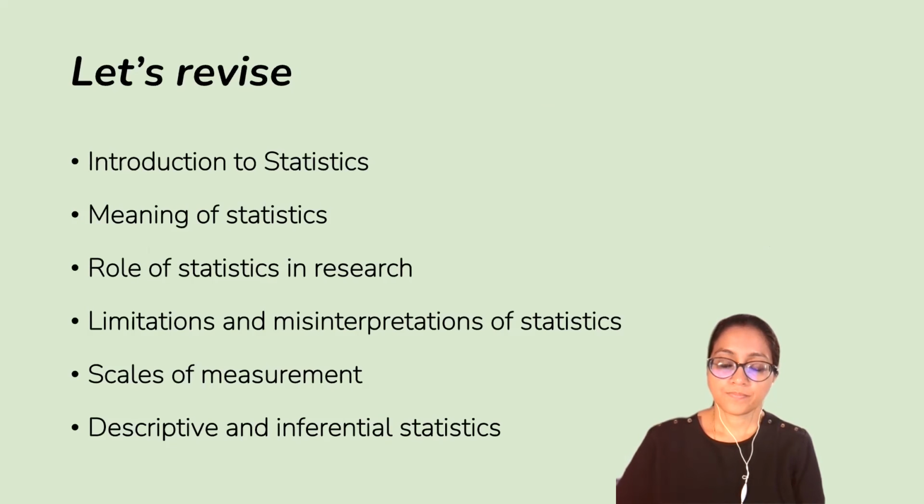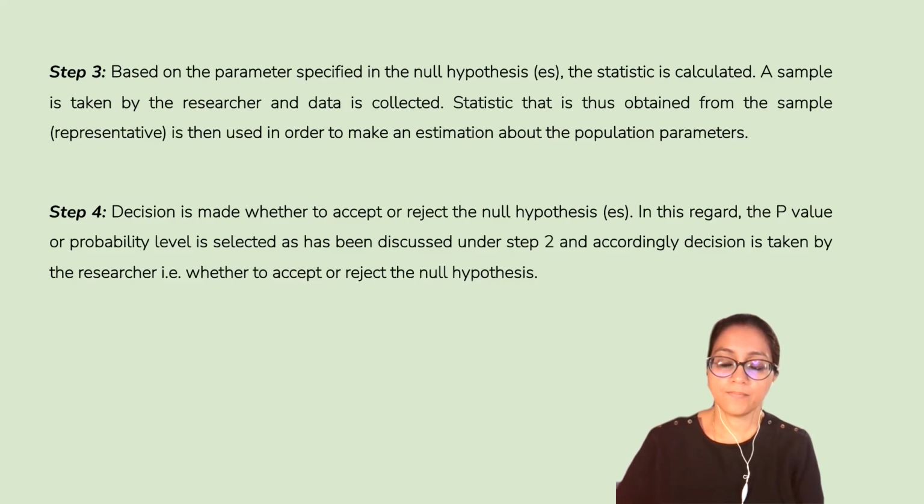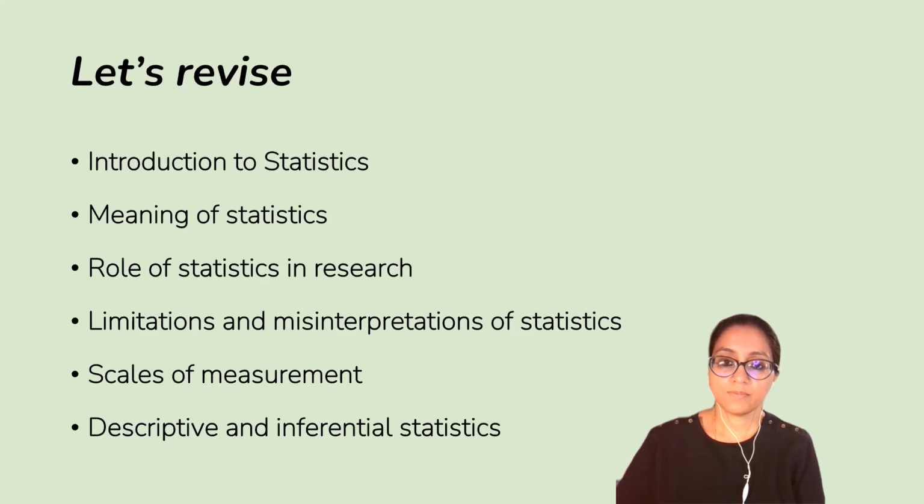Okay, so this was all about unit 1. We have covered different concepts in unit 1. We started with introduction of statistics. We discussed the definition and meaning of statistics. Then we discussed the role of statistics in psychological research, what importance statistics has in psychological research. Then we also discussed the limitations and misinterpretation of statistics. One of the limitations was, for example, that a person should have statistical knowledge to interpret the results of statistics. So all such limitations and misinterpretations were discussed.